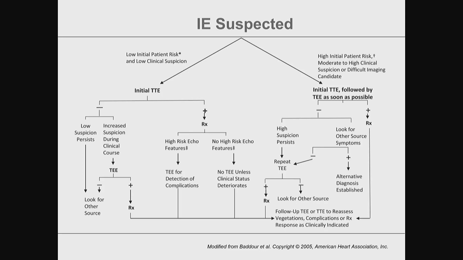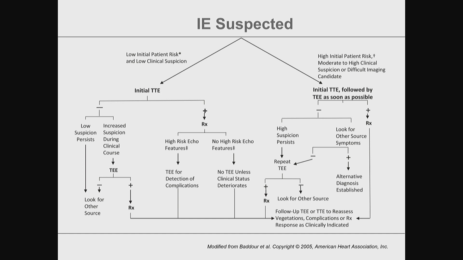Whether or not to then go on to get a transesophageal echo after your transthoracic echo is positive has to do with whether or not there are high-risk echo features that were seen on transthoracic. Now, what if the patient had a high initial risk and you had moderate to high clinical suspicion, or they were a difficult imaging candidate? Well, you initially get the transthoracic echo, and then you would want to get a transesophageal echo as soon as possible. So really, whether or not you proceed with a transesophageal echo right after that initial transthoracic has to do with whether or not the patient is risk stratified as a high-risk patient.